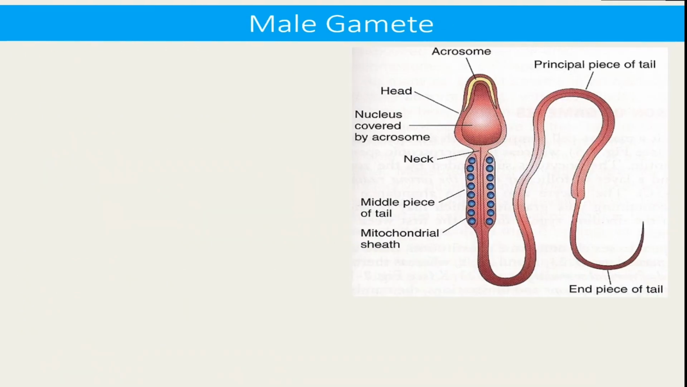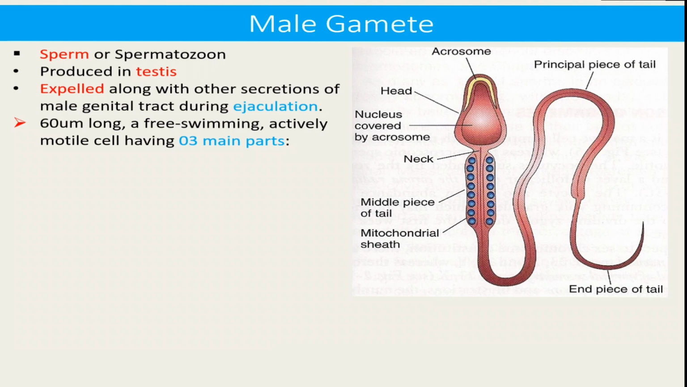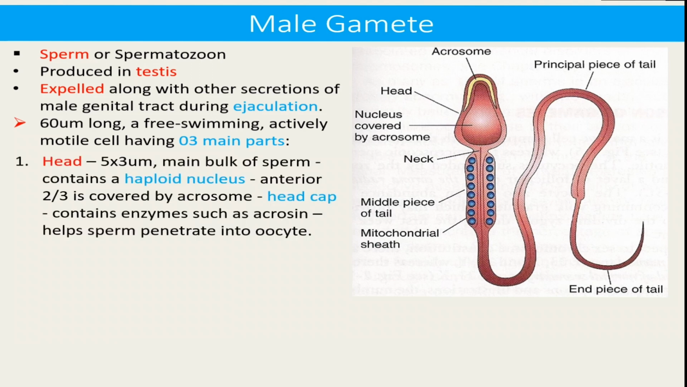Next is the male gamete, which is also named as sperm or spermatozoon. It is produced in the testes and is expelled along with the other secretions of the male genital tract during ejaculation. The male gamete or sperm is 60 micrometers long, a free-swimming, actively motile cell having three main parts.